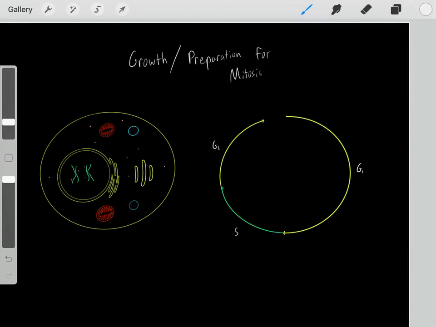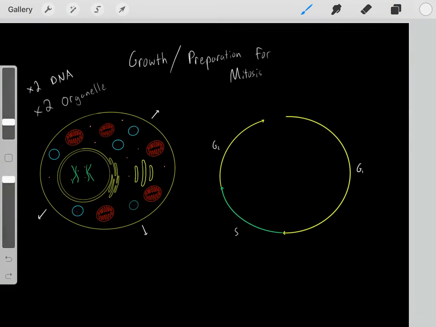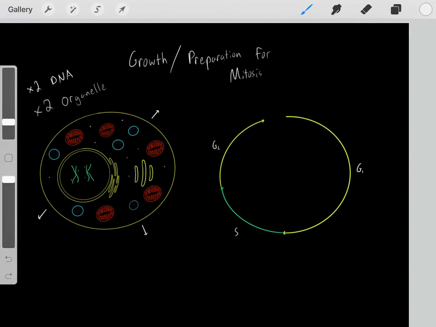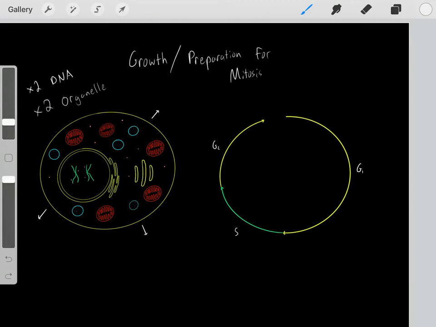And during the G2 phase, there's also more growth. The cell is growing, and it's also creating lots of organelles, lots of mitochondria, and lots of lysosomes, and a large endoplasmic reticulum, and a lot of proteins. And now, by the end of the G2 phase, notice what we've done. We've doubled the DNA, and we've doubled the amount of organelles we have. So now that we have all this extra DNA and these extra organelles, now the cell's ready for mitosis. So during the G2 phase, we're preparing the cell for mitosis.